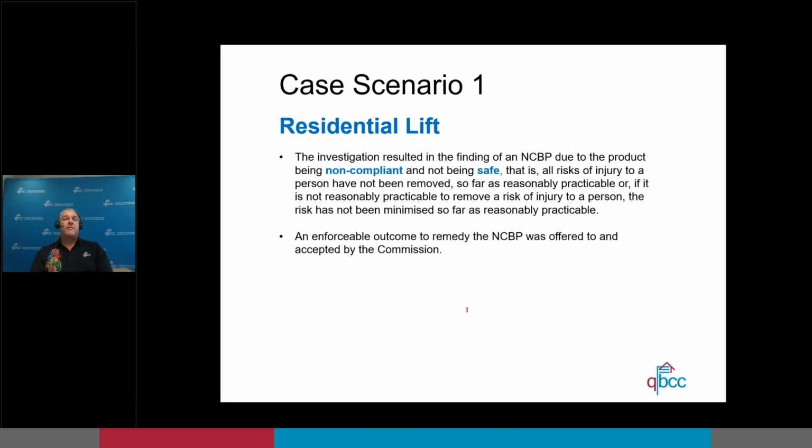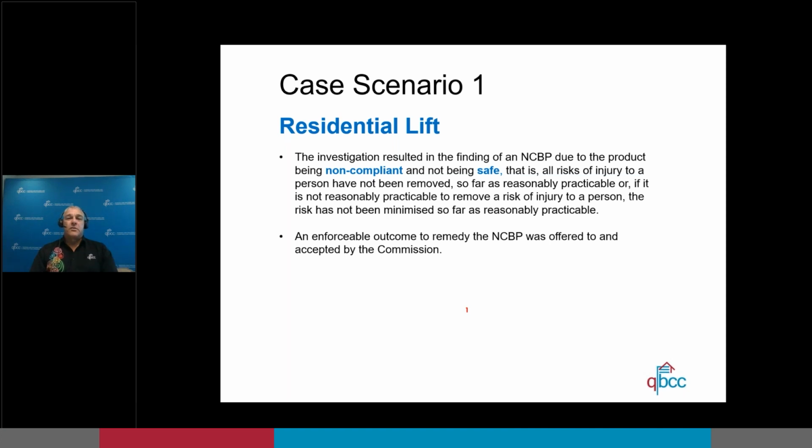Back to our case scenario of the residential lift. So what happened with it? After we did an audit, we determined that the product was an NCBP because it was non-compliant and not safe. It was non-compliant because it didn't have a barrier that would prevent someone from falling out. And obviously, if you haven't got a barrier, that would make it unsafe because they hadn't removed all the risks.